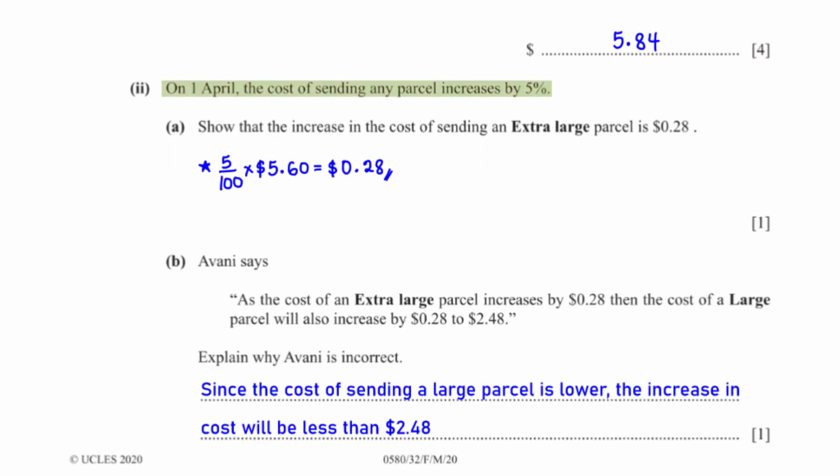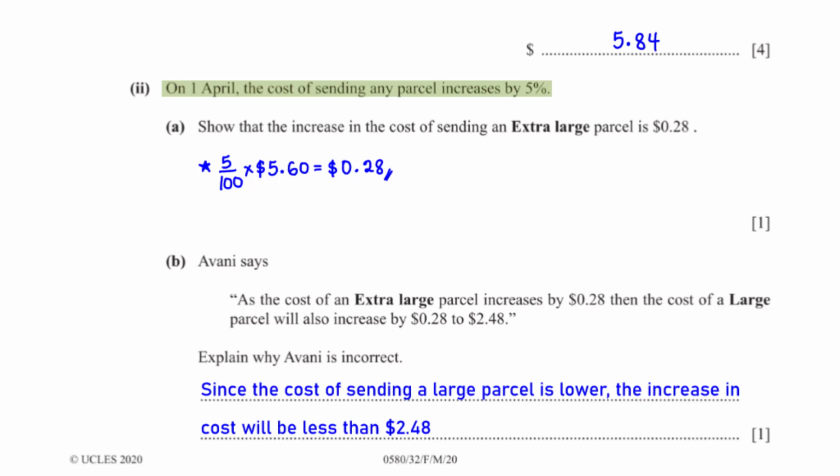On 1st April, the cost of sending any parcel increases by 5%. Show that the increase in the cost of sending an extra large parcel is $0.28. From the table, we know that the cost of sending an extra large parcel is $5.60. So when we find 5% of $5.60, we get $0.28.